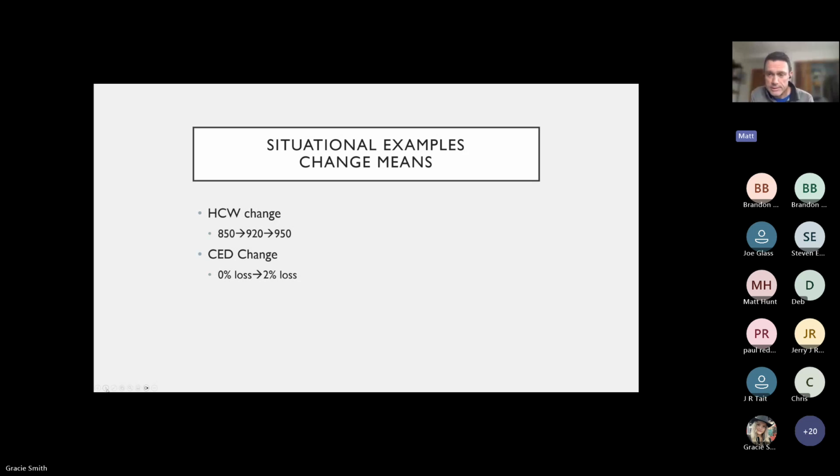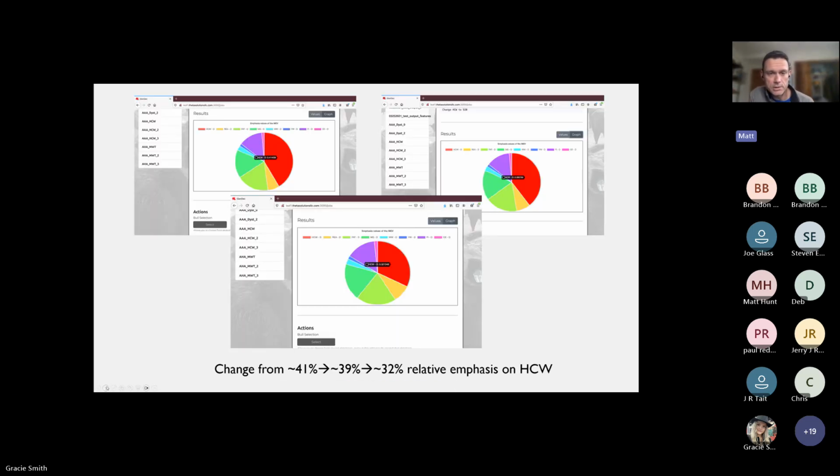And then I also looked at changes in death loss due to dystocia, going from 0% death loss up to 2% death loss due to dystocia. And what I wanted to look at is how does that change the relative emphasis of traits in my breeding objective. And so I've got some pie charts on the next slide, which begin to show that. And I understand this may be a bit hard to see, but I'll walk you through it.